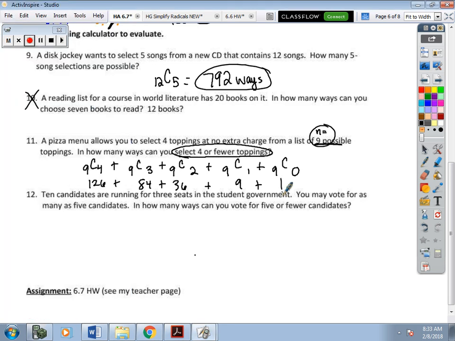So it makes sense that 9 choose 0 only has one option. If you chose 0 toppings, you'd have a plain cheese pizza. So there's only one. And then all you have to do is add up all of those answers at the end.